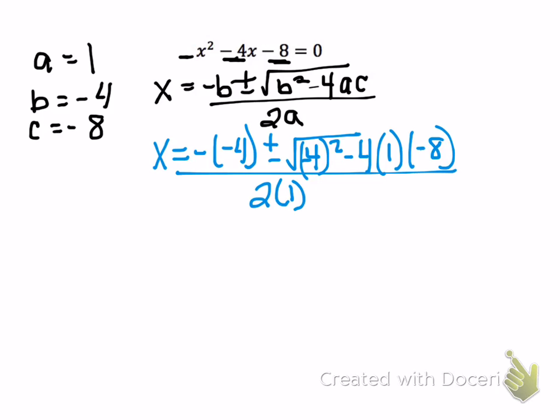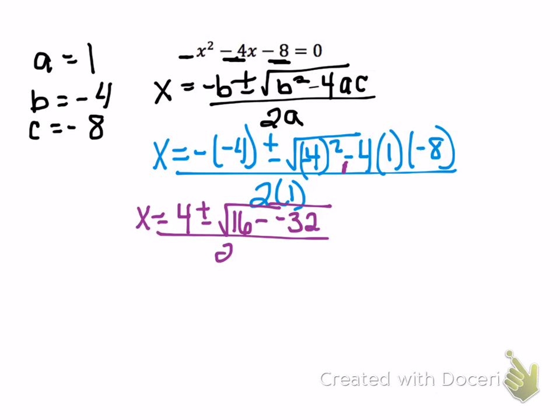Now I'm going to go ahead and start simplifying. So x equals the opposite of -4, which is +4, plus or minus the square root. -4 squared is +16, minus, because of this minus right here, 4 times 1 is 4. 4 times -8 is -32, all over 2. Simplify the inside. X equals 4 plus or minus 16 minus -32 equals 48. Square root of 48 divided by 2.